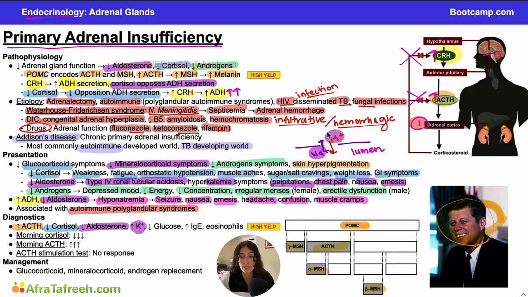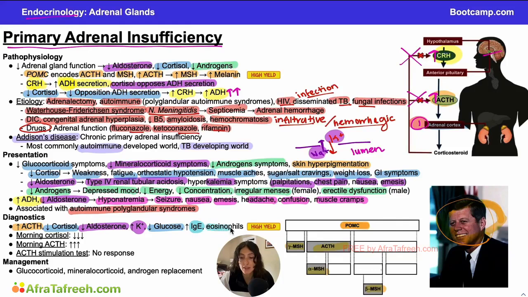That potassium is being retained inside the body, so we are going to have a buildup in potassium. We're going to have a decrease in glucose. That makes sense. Cortisol is responsible for maintaining glucose levels in the blood, so when we don't have it, we can certainly get hypoglycemic.